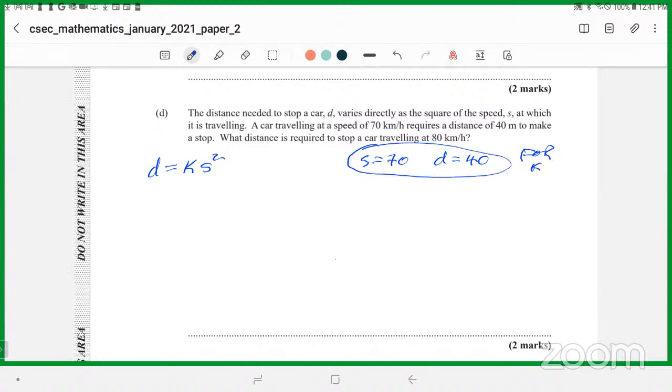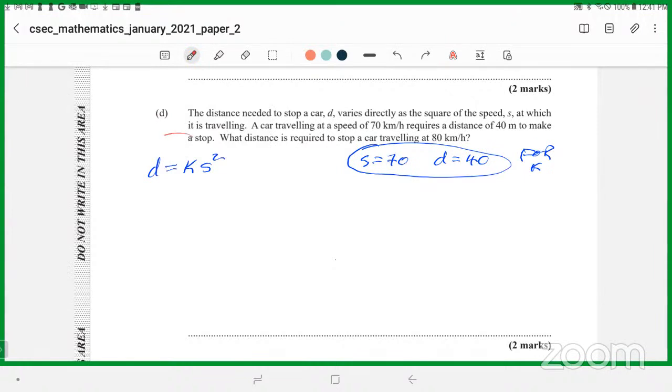Then it says, what is the distance required to stop a car traveling at 80? So in other words, what is D when S equals 80? That's what they're asking us. But I want to use this for K first. Plug these values in here to find K. All right, so let's set it up now, the normal way.